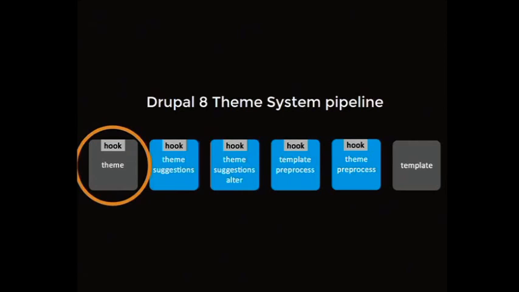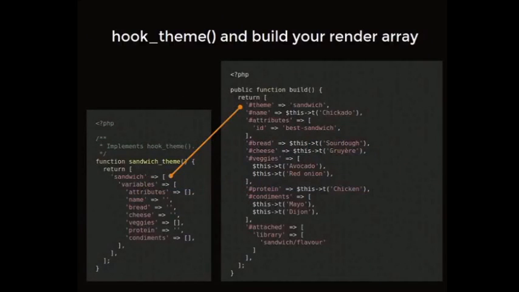So the first step of the theme system is the hook_theme implementation. That is the place where we set the rule set. We set the default implementation of this thing that is going through the whole pipeline. We can set some additional metadata that affects the way that specific piece is managed during this trip. But what you mostly want to use it for is just to set what kind of data is going to go inside this pipeline.